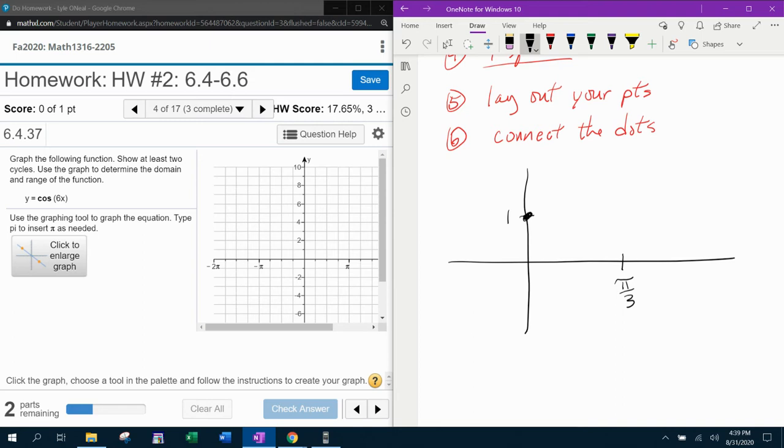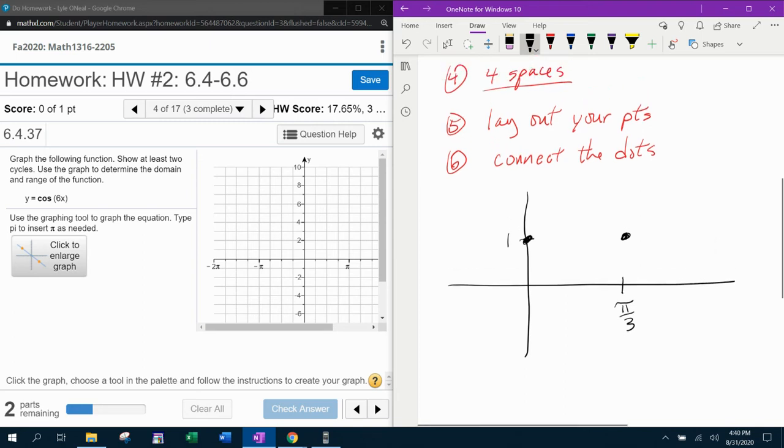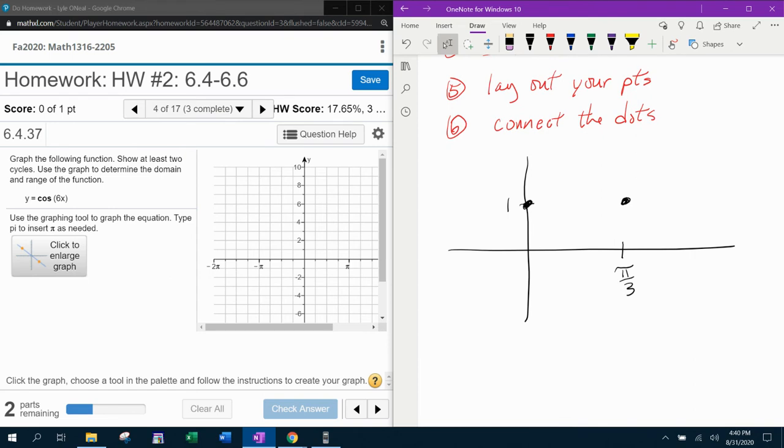I'm going to start on the y-axis. I'm going to finish at pi over 3. And you always finish where you start. So if I start up at 1, I'm going to finish up at 1. And then I need my 4 spaces, okay? So if you can see from start to finish here, I've just got one big space. So I need to cut that in half and then half the halves. And that gets me 1, 2, 3, 4 spaces. Now the reason I need 4 spaces is because the hash marks are where my points go.